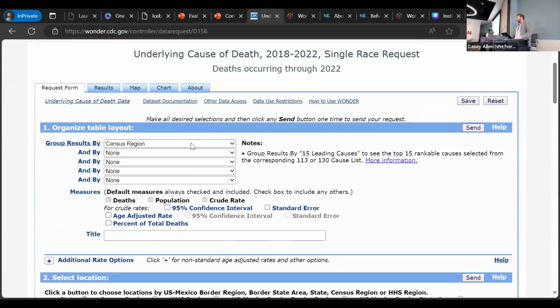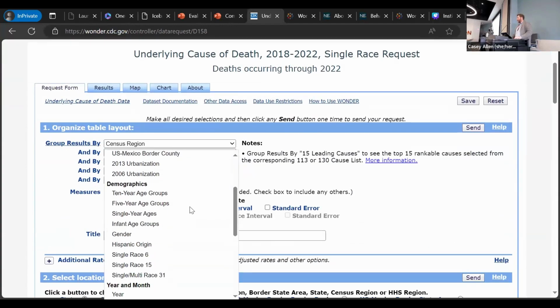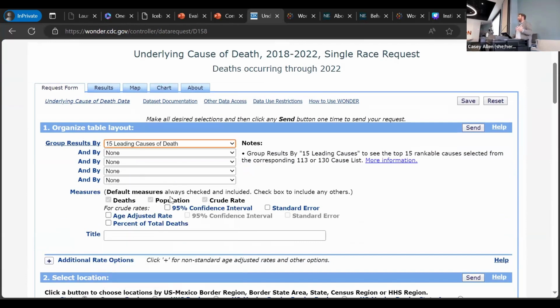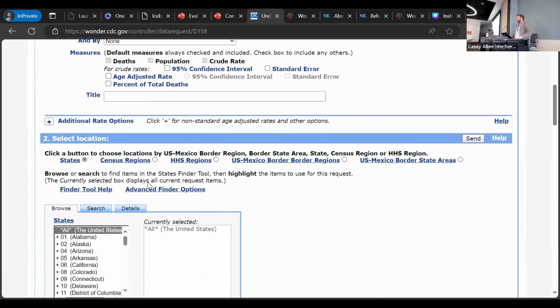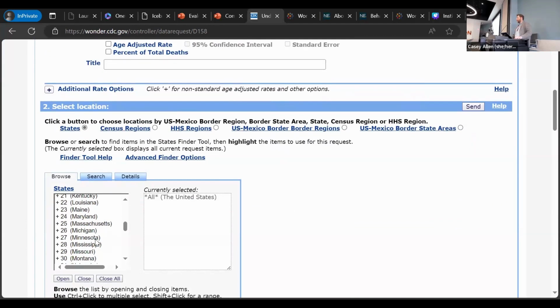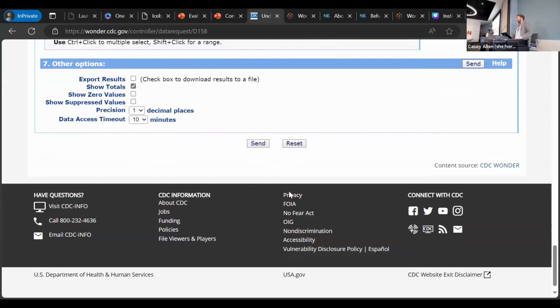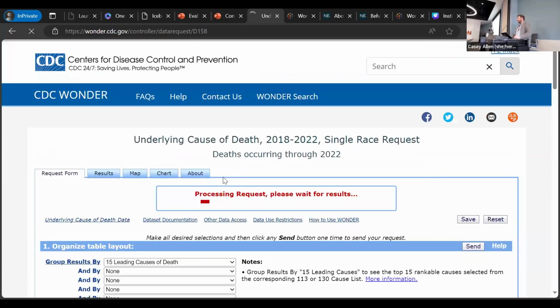So if we wanted to just quickly see the 15 leading causes of death in Nebraska, we could do that using CDC Wonder. So I would just start by selecting those 15 leading causes of death. And then I would come down and select Nebraska as my geographic location. Now, I'm not going to touch any of the other sliders for now. We're just going to go ahead and see those 15 leading overall causes of death.